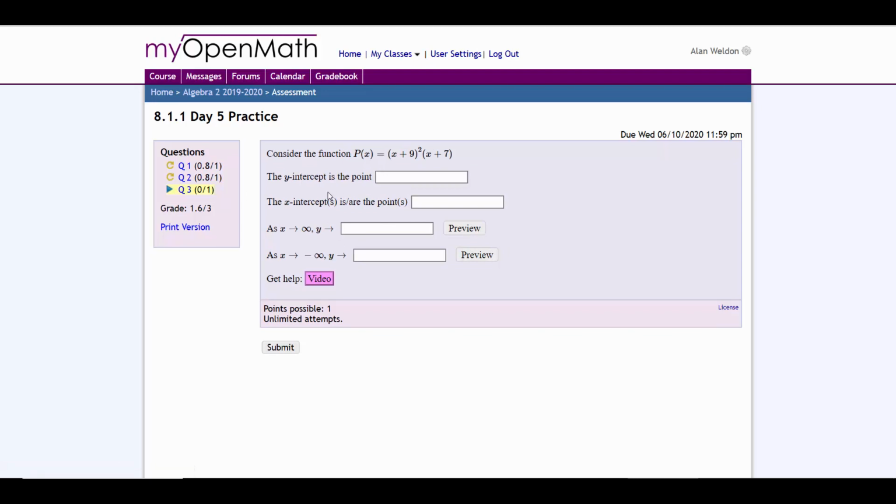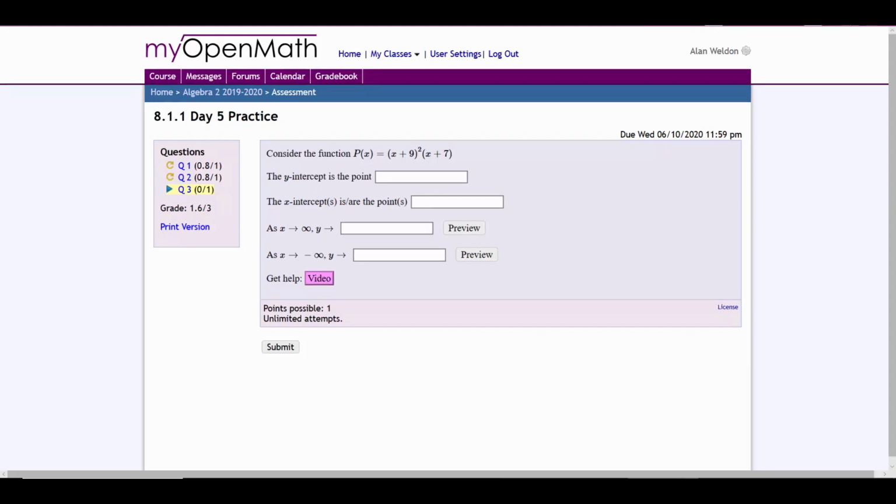And really all I need to talk about on this one specifically is just this y-intercept business. And I'm going to ink up on this one. Okay. So talking about this polynomial here, notice that this x plus 9 has an exponent of 2. So I can actually take that x plus 9 and write it like this: x plus 9 times x plus 9 times x plus 7.